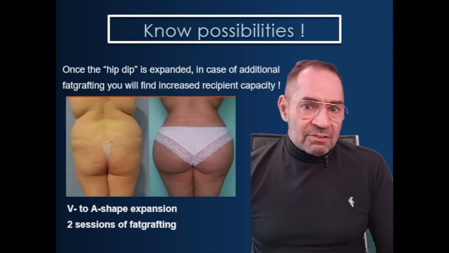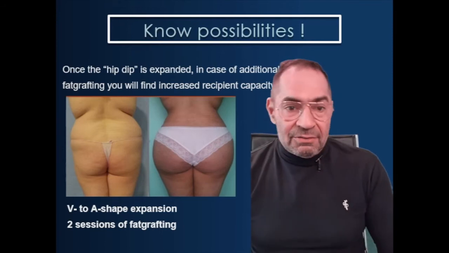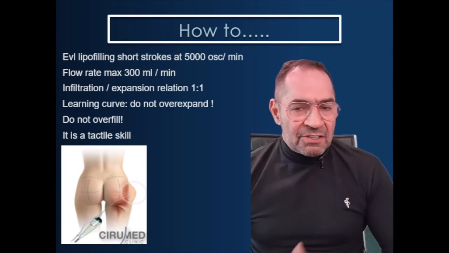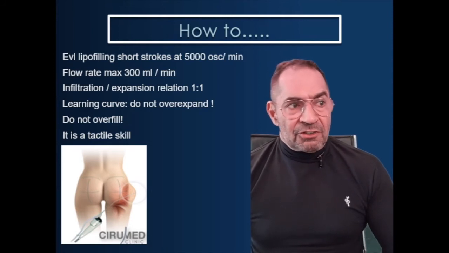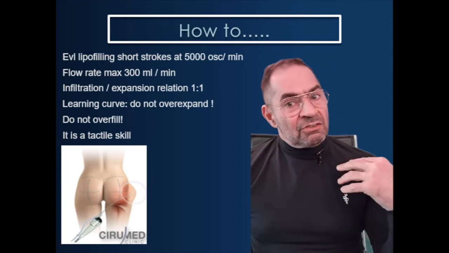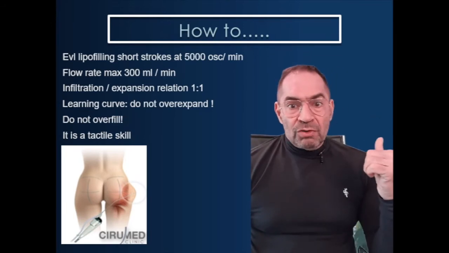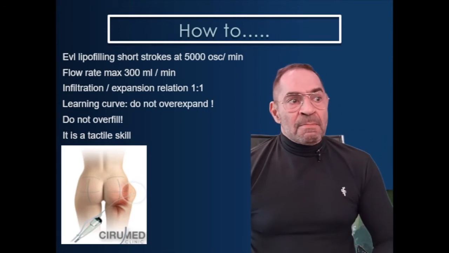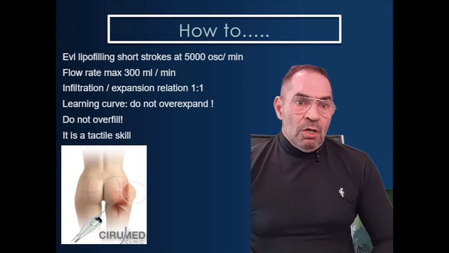So in these extreme cases, multiple sessions may have to do the trick, because it depends on what scaffold we get. Now, this is more for the surgical audience, a few technical details. For EVL lipofilling, we recommend doing this with 5,000 oscillations per minute and a flow rate of 300 milliliters per minute. Careful: once you have a certain experience or tactile feel for how to do this. I wouldn't start with 300 milliliters per minute if you are a beginner and haven't done this many times. I roughly use an expansion to infiltration ratio of about 1 to 1.